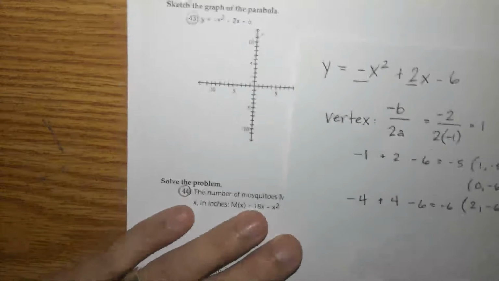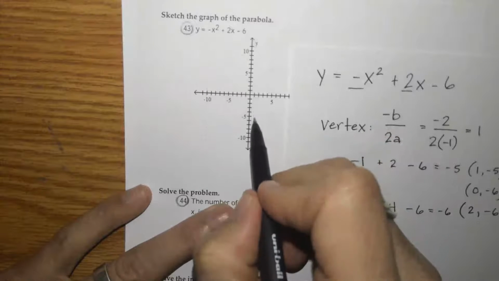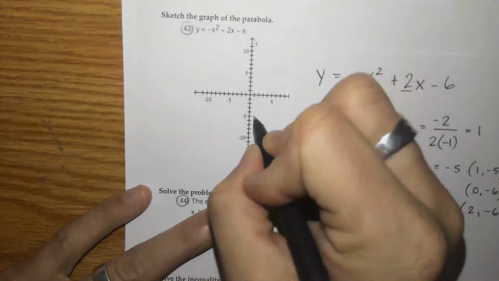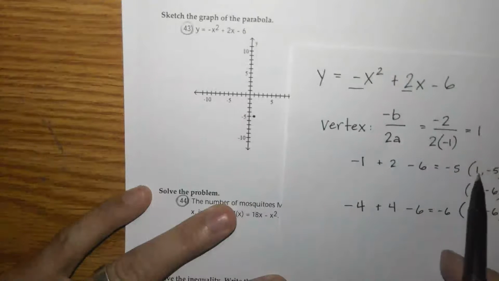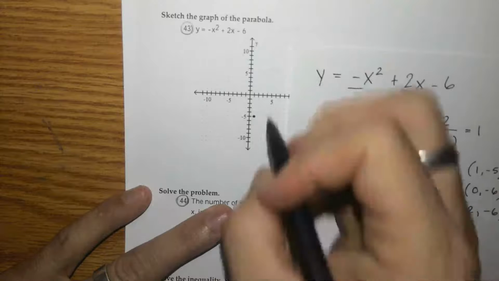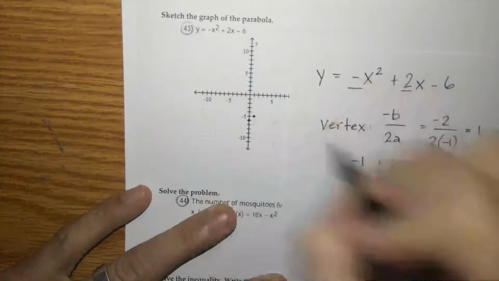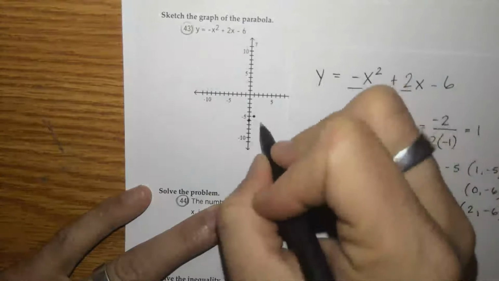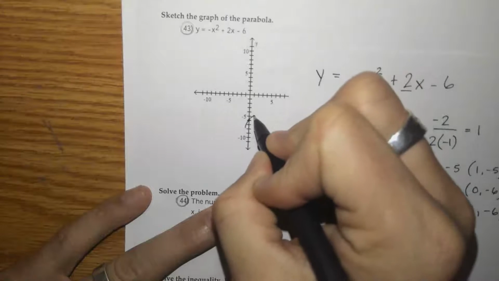So for plotting it on our graph, our vertex is at 1, negative 5. So it's going to be right here. Then we're going to go 0, negative 6. So that's right here. And then 2, negative 6 is right here. So this is how this looks.